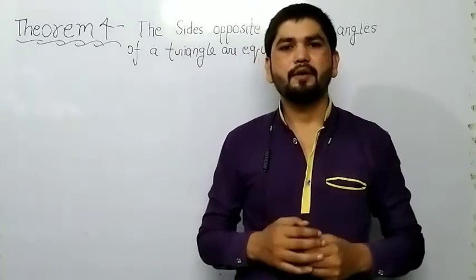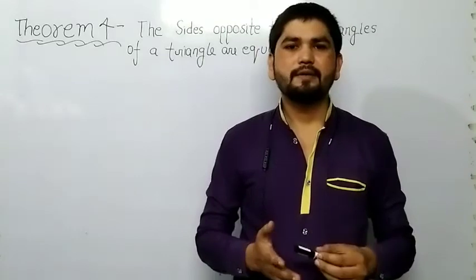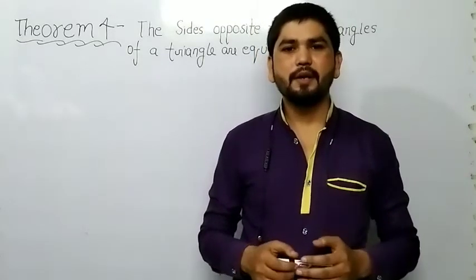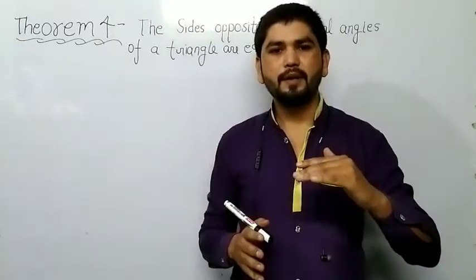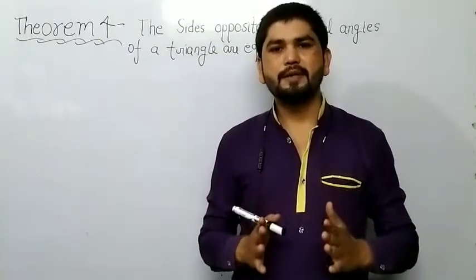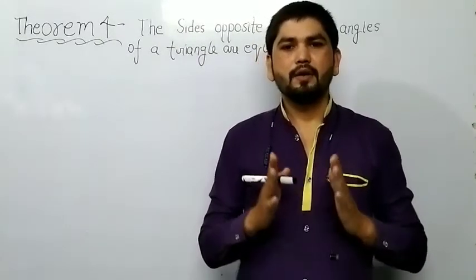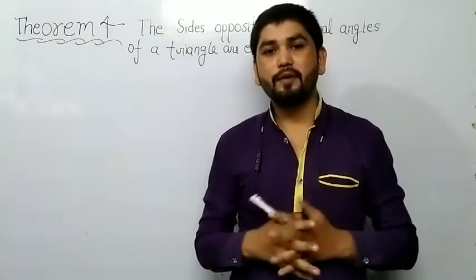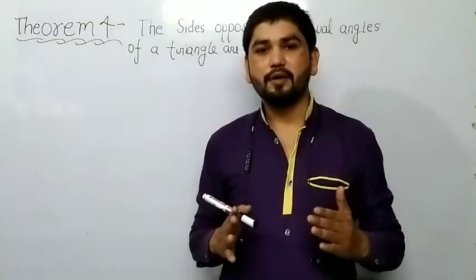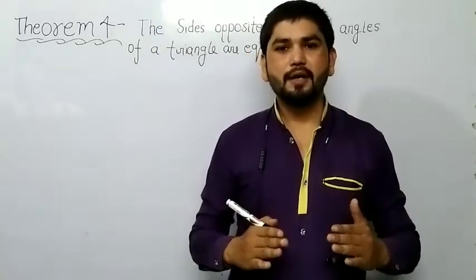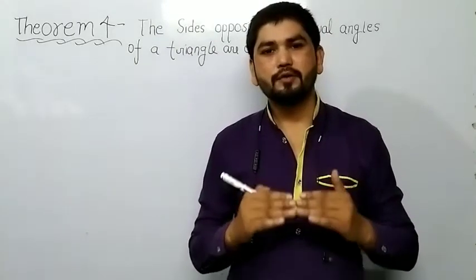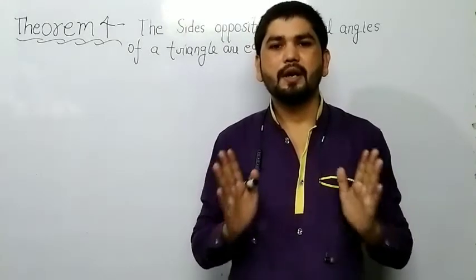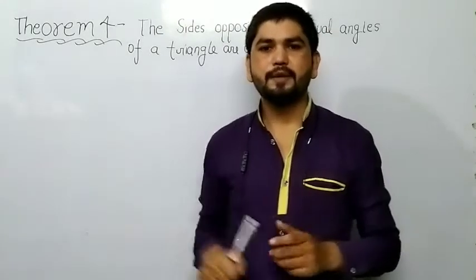Now today we are going to study the converse of that theorem. Earlier we proved that if two sides of a triangle are equal, their opposite angles will also be equal. But now today we will prove that if opposite angles are equal, then their opposite sides will also be equal in a triangle. So the theorem is there, class.